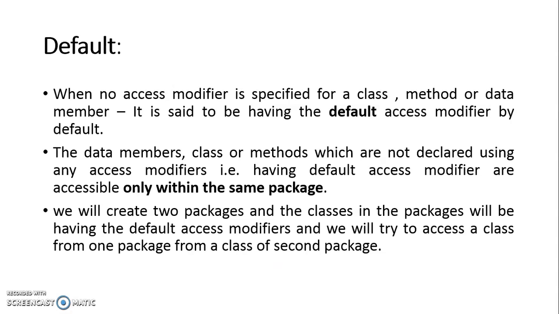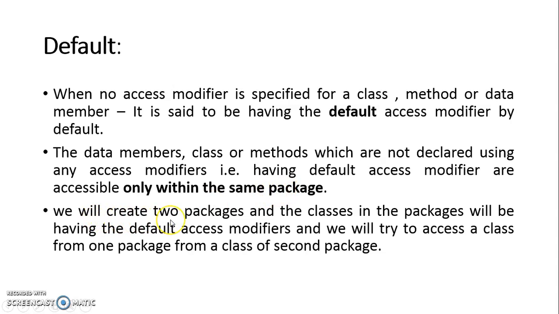Now we will see what is default. When no access modifier is specified for a class, methods or data members, it is said to have the default access modifier. If we have not specified any of the types, it is default. The data members, class or method which are not declared using any of the access modifiers have the default access modifier, and it is accessible only within the same package, as we have already seen.